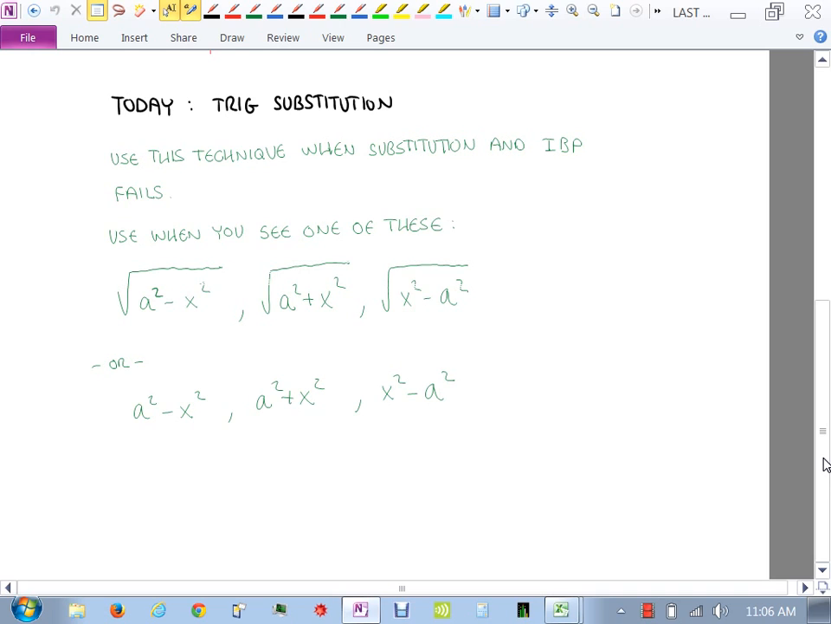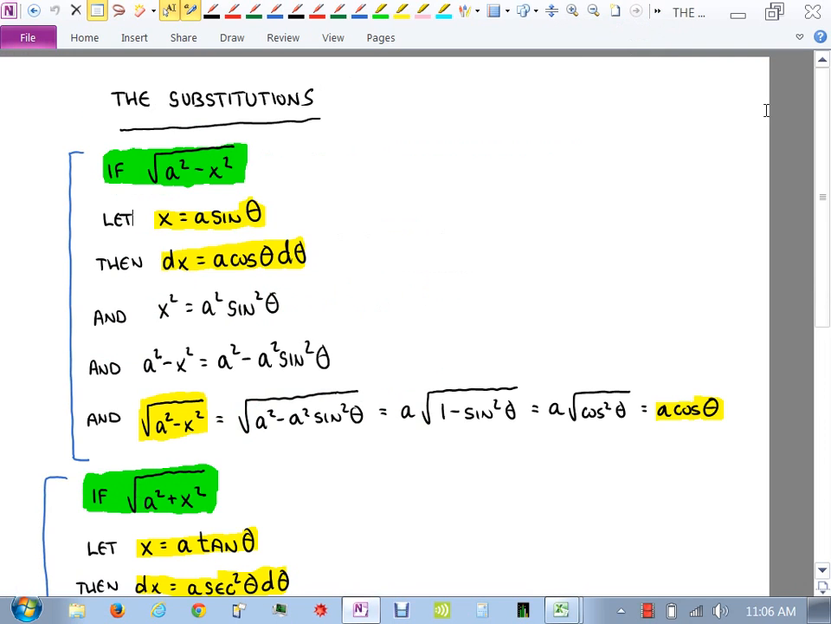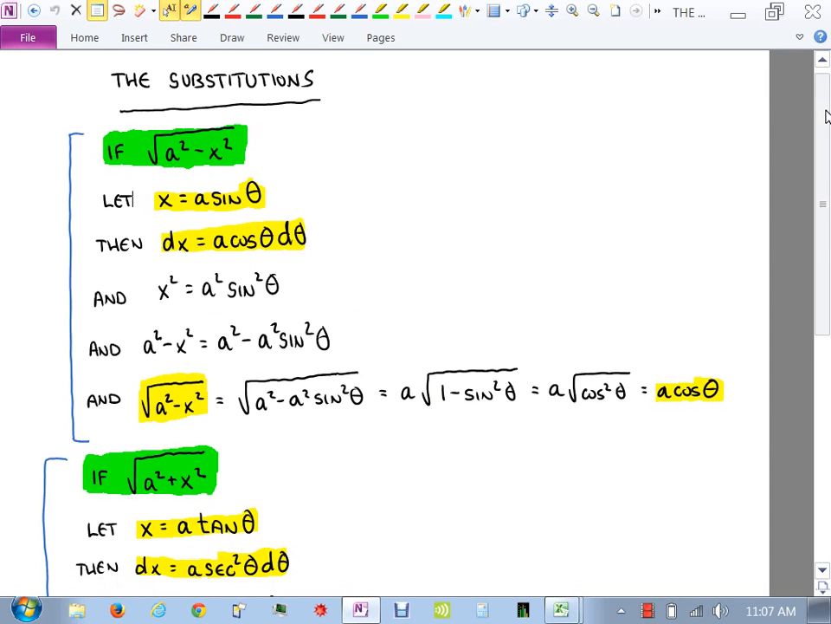Now the question becomes, what do we do? What is trig substitution? On my next page, again, you'll be able to print all this out later, these are the substitutions. The first one: if you see an integral with a squared minus x squared, that means you have a number minus your variable squared somewhere in the integral. You can always make the substitution x equals a sine theta.